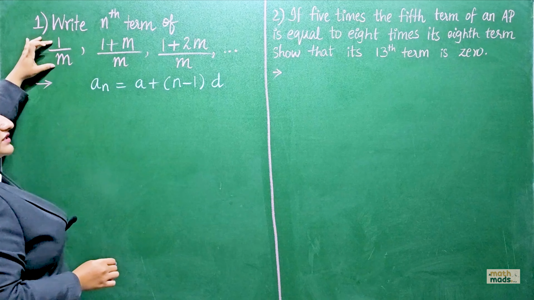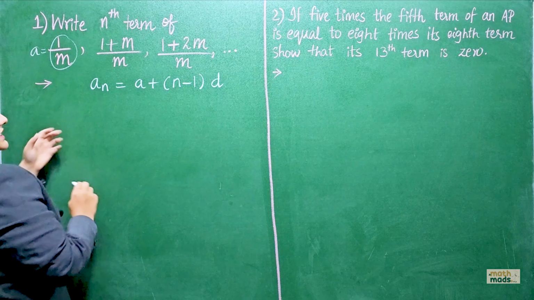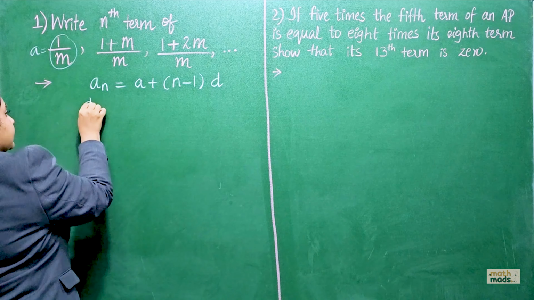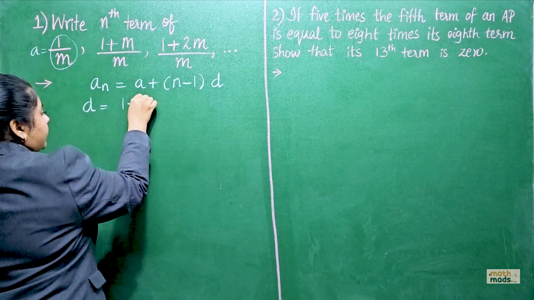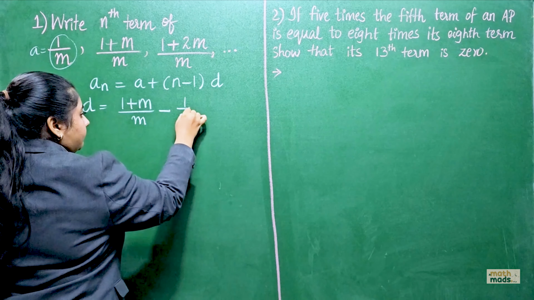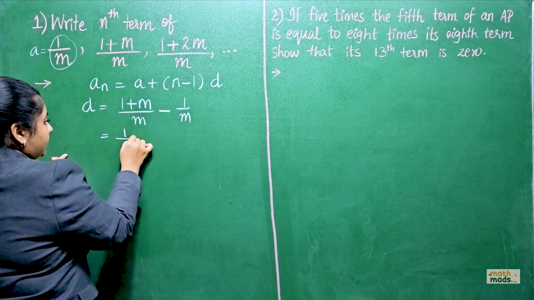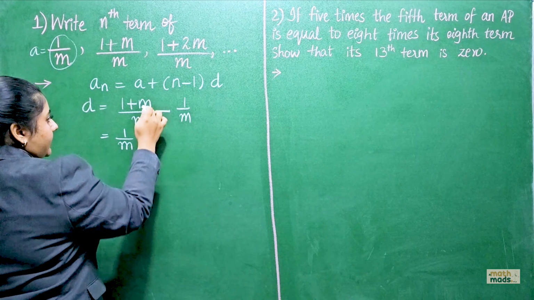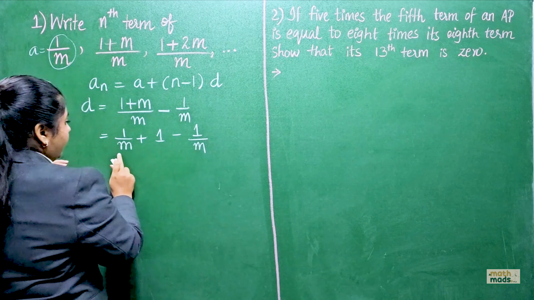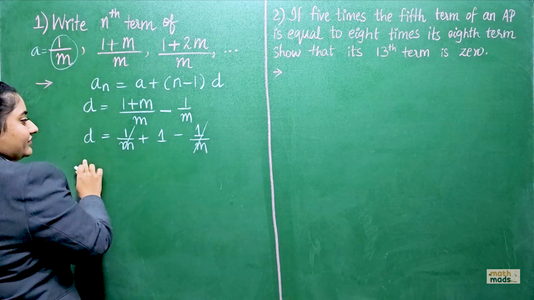So I know the first term is 1 by m. This is a. Now, how will I find the common difference? I just have to take the difference of the second term and the first term. So, d is equal to 1 plus m by m, that is the second term, minus the first term, that is 1 by m. Now here I can split this fraction further: 1 by m plus m by m, that is 1, minus 1 by m. So, 1 by m and minus 1 by m get cancelled. So, what is d? The common difference is 1.